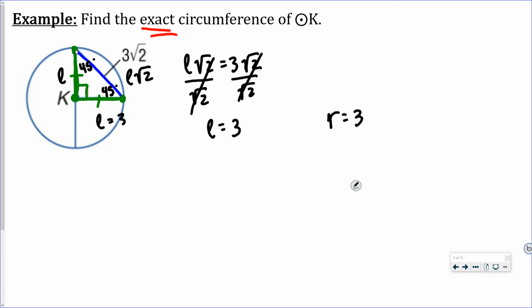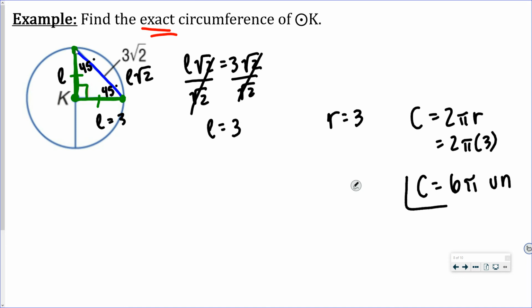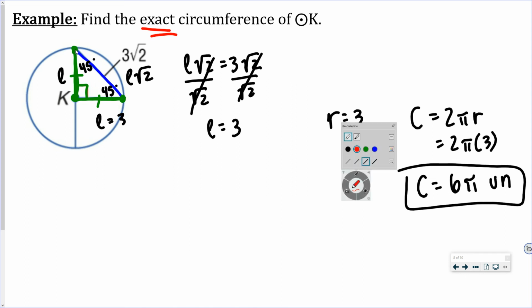So in this case, I'd probably use a 2 pi r formula because I know now the radius is 3. So to leave this exact, you just do 2 times 3, which is 6 pi units. There's no units given to me, so units. 6 pi is how we'd write that exact. Exact, write this down. Exact means no decimals.